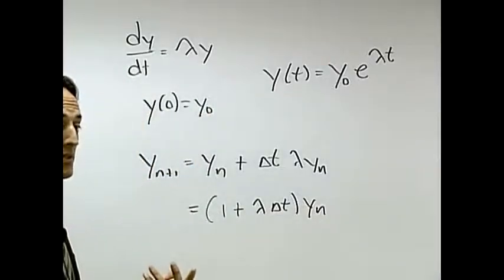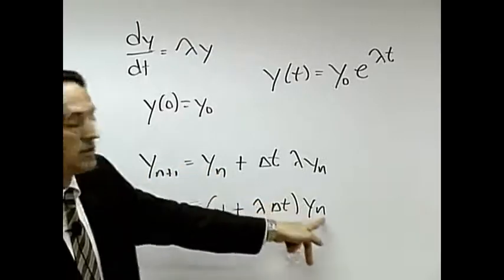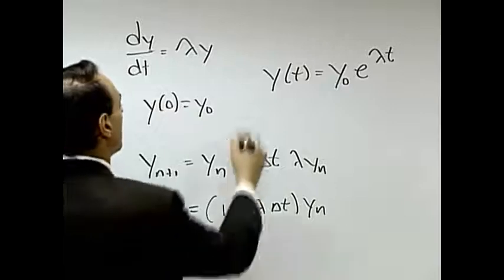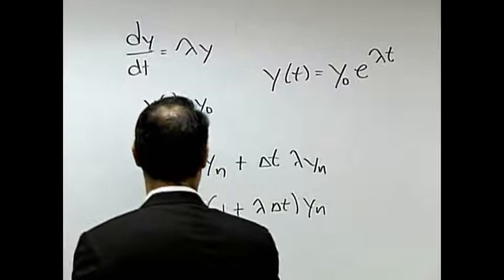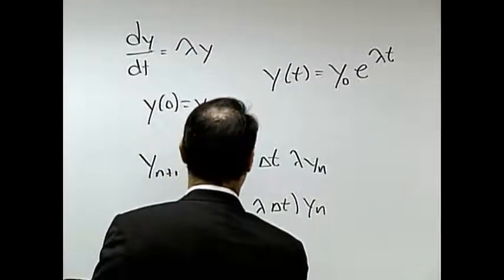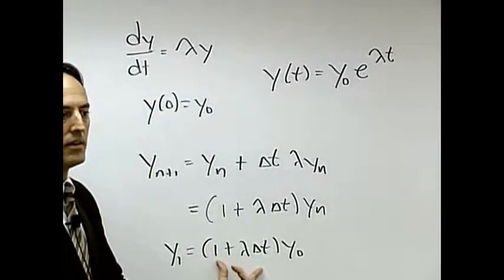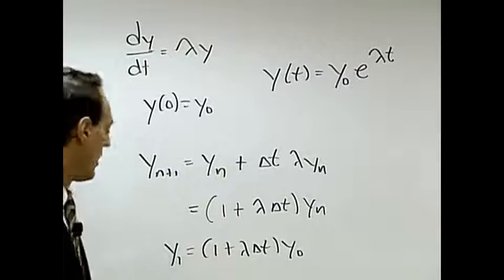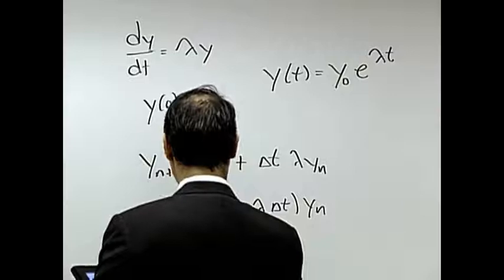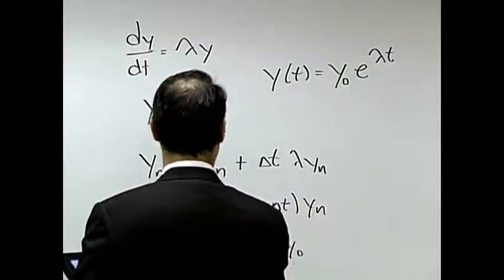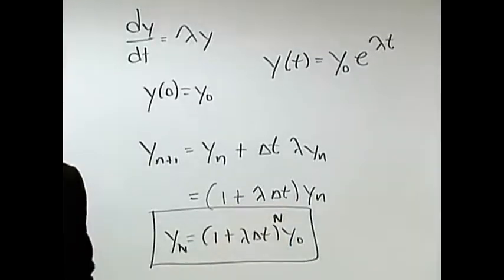This is a very nice iteration procedure, by the way, because notice what happens. If I put in y0, my initial condition, to start the iteration process, then y1 is equal to 1 plus lambda delta t times y0. And then if I have y2, well, I just multiply by that again. And then y3, I just multiply by that again. So if I take n steps into the future, let's take capital N steps into the future, all I got to do is take this number here and raise it to the nth power.